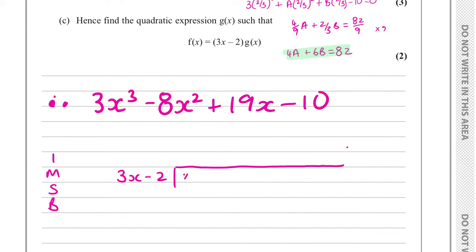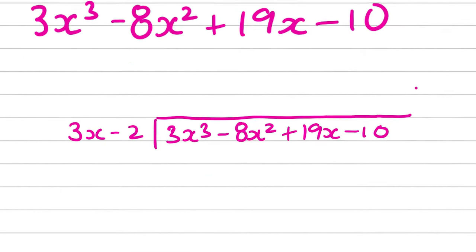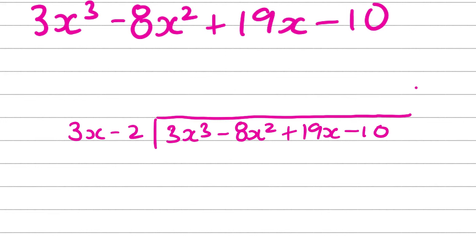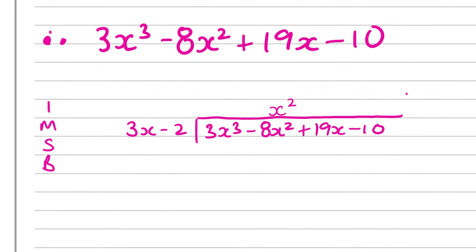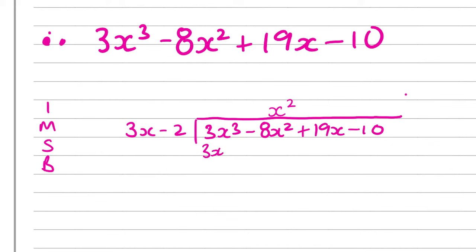Long division. I'm a silly Billy just helps us to remember. Okay. So how many 3x's go into 3x cubed? X squared times. So then multiply. So we're going to have 3x cubed minus 2 times x squared minus 2x squared. Okay, subtract. Minus 8 minus minus 2. Minus 6x squared, and then we're going to bring down the 19x.